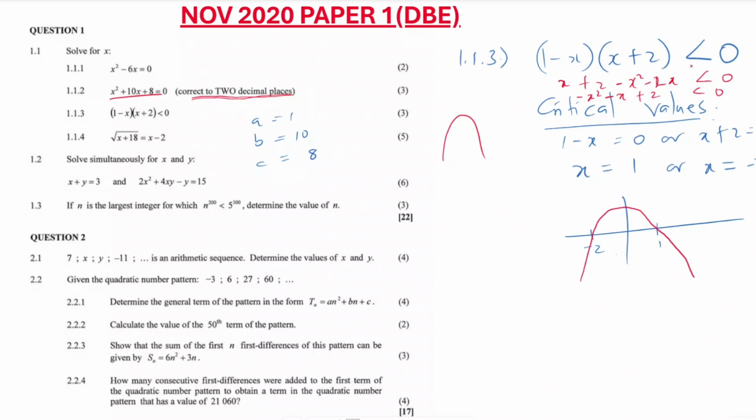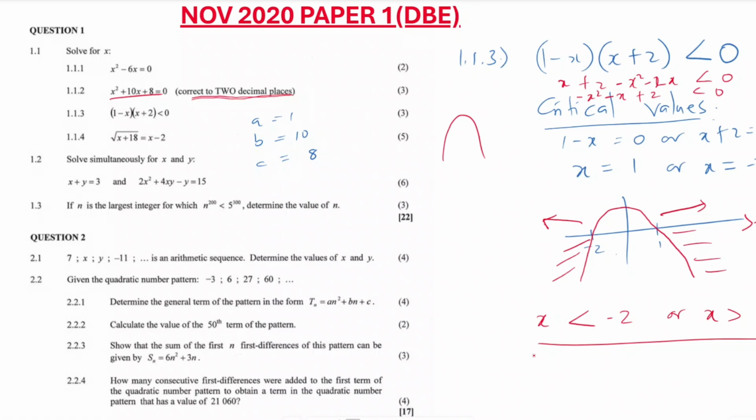Then the question is saying it's less than 0. Our 0 line is this x-axis. So if it's less than 0, we are going to shade this region. That's where we have our solution. So our solution is from x is equal to 1 going to the right, and x is equal to -2 going to the left. So our solution is going to be x is less than -2, because on the left is a less than side, or x is greater than 1, this is a greater than side.